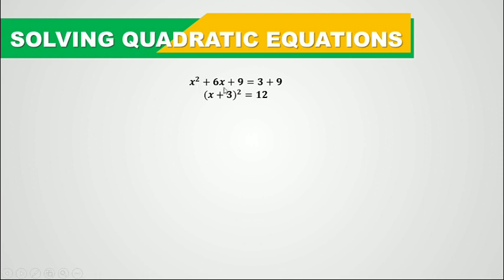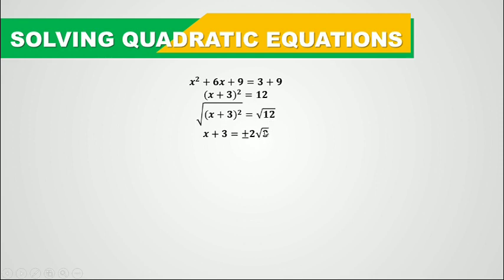That's why this method is called completing the square, because you have to make a way for the left side of the equation to be formed into a perfect square trinomial to get the roots of the equation. And then let's get the square root of each side of the equation. So square root of quantity x plus 3 squared equals square root of 12. Simplifying this further, this will give us x plus 3 equals plus or minus 2 square root of 3.